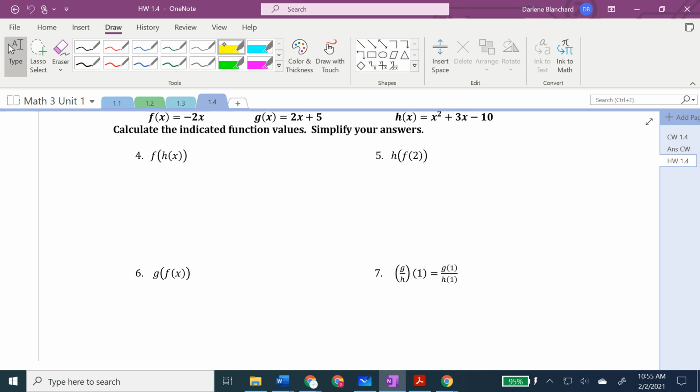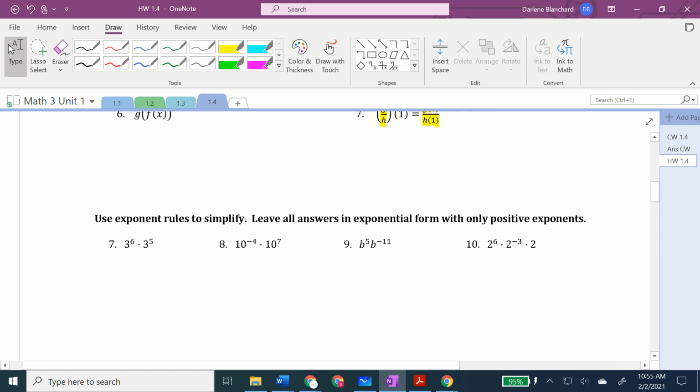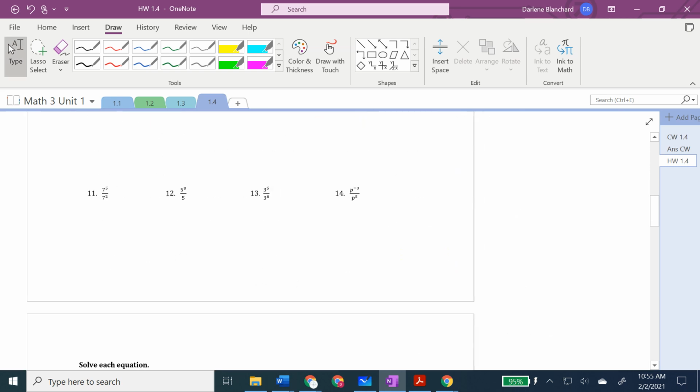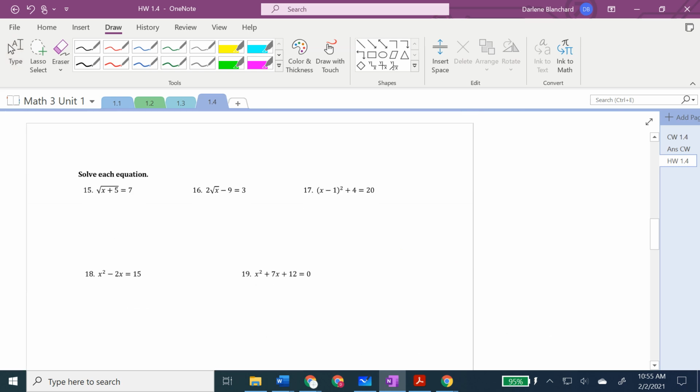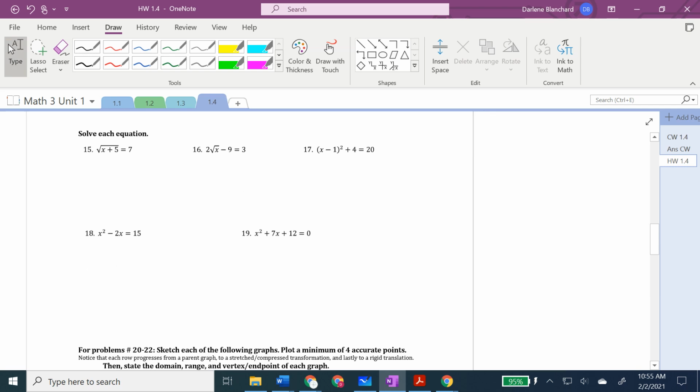And let me just point this out. This is saying division. So you are actually going to plug 1 into the g function, plug 1 into the h function, and divide those two numbers. And then you're going to use some exponent rules, practice that, and then a little bit more with equation solving.